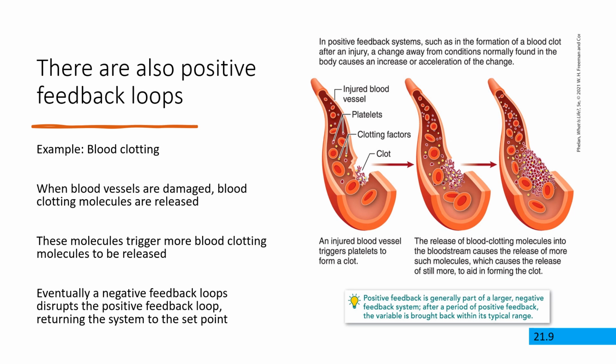When blood vessels are damaged, they trigger the release of blood clotting molecules. These blood clotting molecules trigger more blood clotting molecules to be released. So if the set point is a low level of these molecules, you can see that we're getting further and further from that set point. However, once the blood clot forms and the cut is sealed, negative feedback loops are triggered to bring the system back into check.